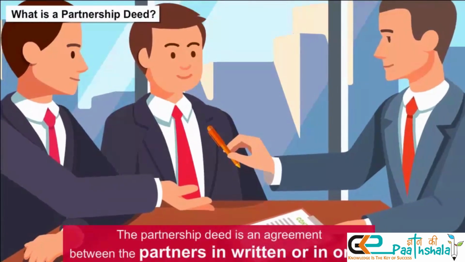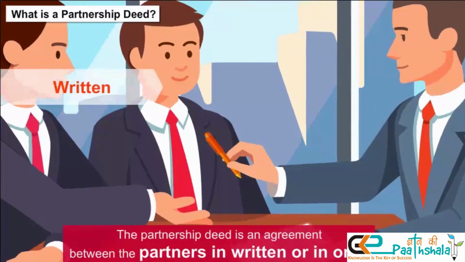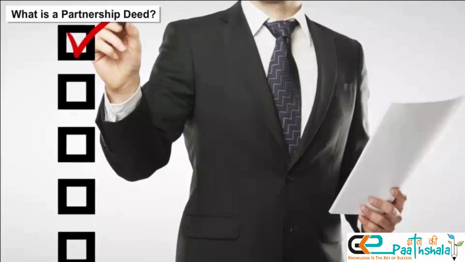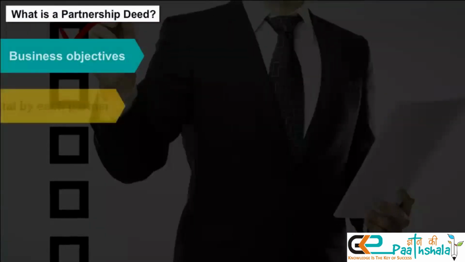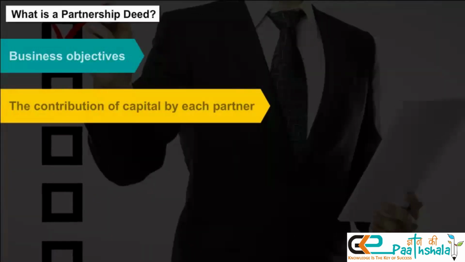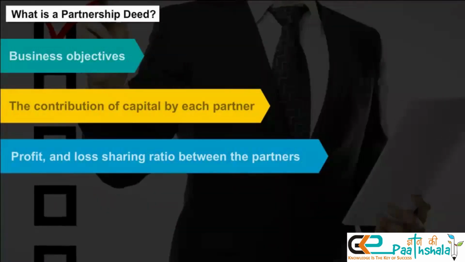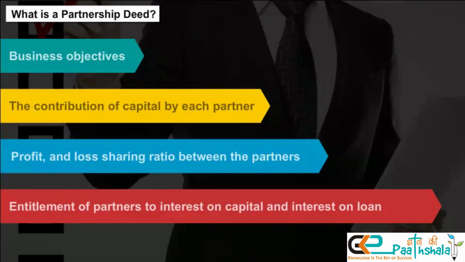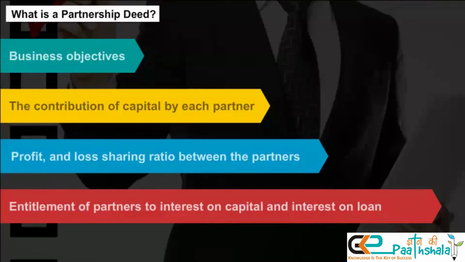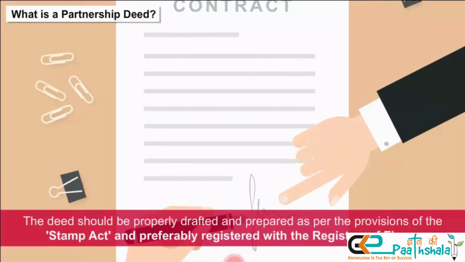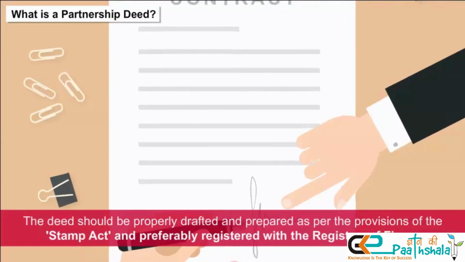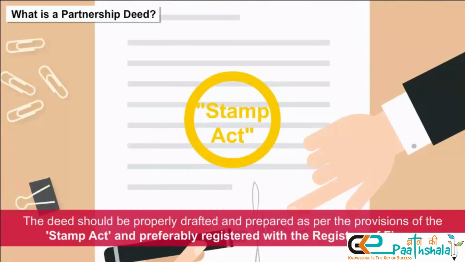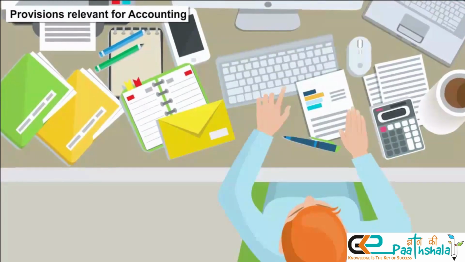The partnership deed is an agreement between the partners, in written or oral form. It contains the terms of the agreement. It contains all the details about the business objectives, the contribution of capital by each partner, profit and loss sharing ratio between the partners, and entitlement of partners to interest on capital and interest on loan. The deed should be properly drafted and prepared as per the provisions of the Stamp Act, and preferably registered with the Registrar of Firms.